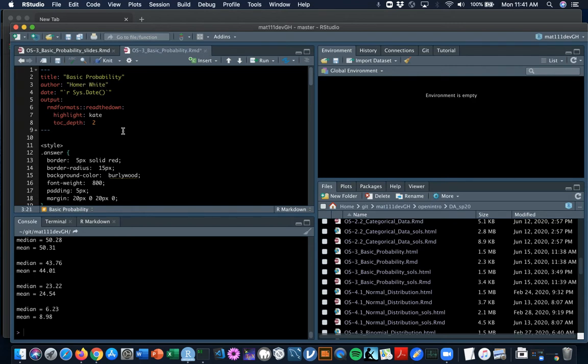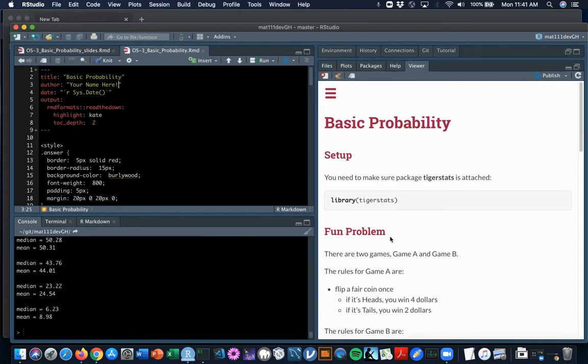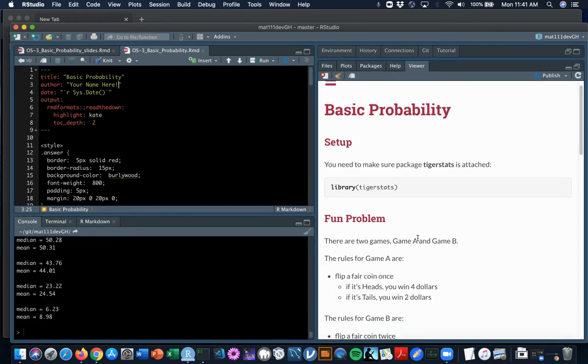and say save, but I'm not going to do that because this is a repository where I prepare general materials, but you would actually put your name there and save. And then you would knit it up and take a look, see what they want you to do.